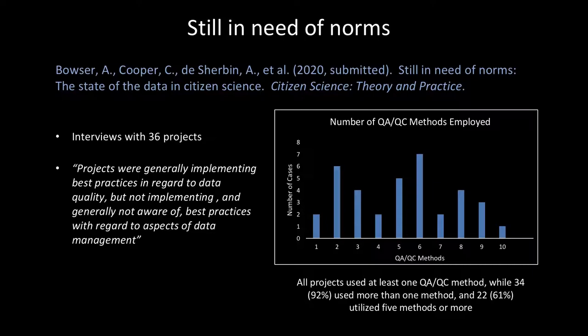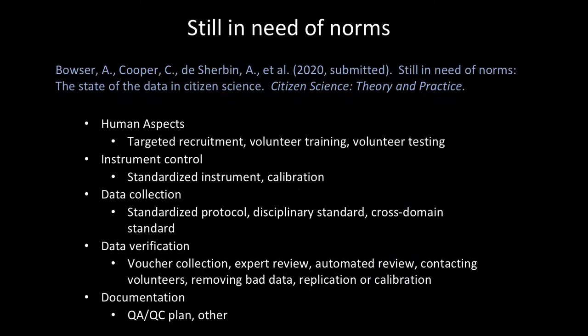Because this is the data quality session, a quick overview of the taxonomy that we looked at for data quality. We explored human aspects such as targeted recruitment, volunteer training and assessment, instrument control, standardized instrument, whether it's a hardware sensor or a mobile application, calibration, the use of standards and data collection, which I'll talk about in depth later on, different verification mechanisms, as we heard from the presenters earlier, and then also documentation, which once again was the weak link.